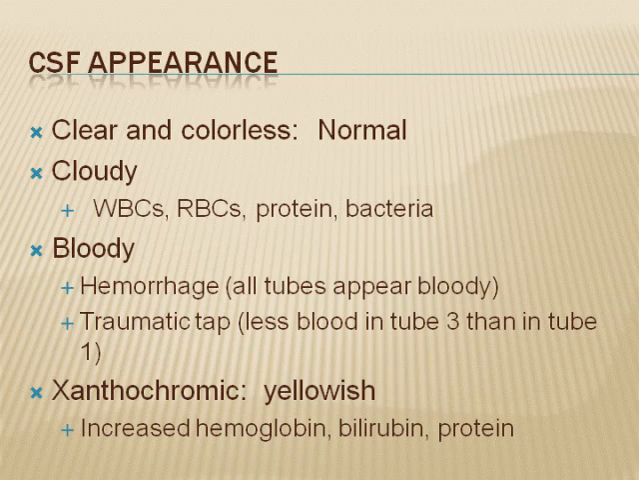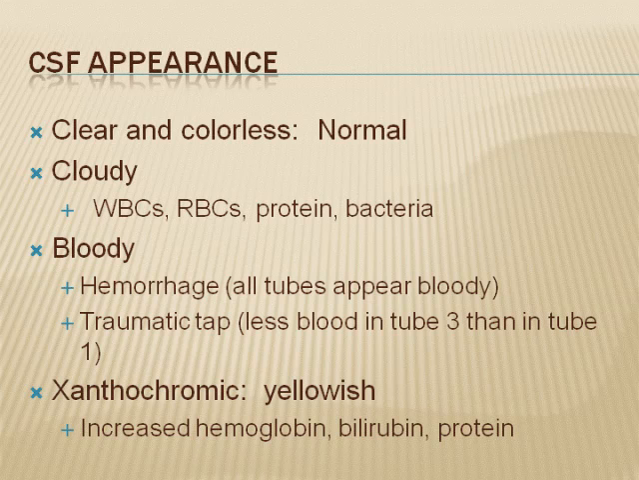Sometimes you can get a bloody sample. This can either be due to hemorrhage taking place, and in this case all of the tubes should appear bloody, or it can be due to a traumatic tap. If the tap was traumatic, the tubes in progression should become less bloody. So tube number 1 should appear somewhat bloody. Tube number 3 should be much less bloody than the first one, and so on and so forth.